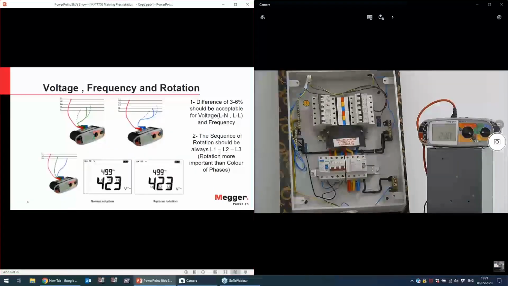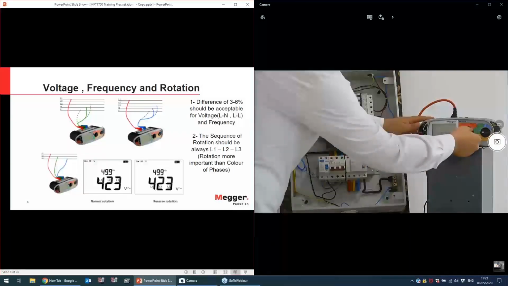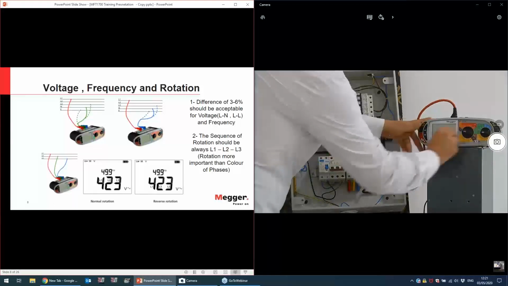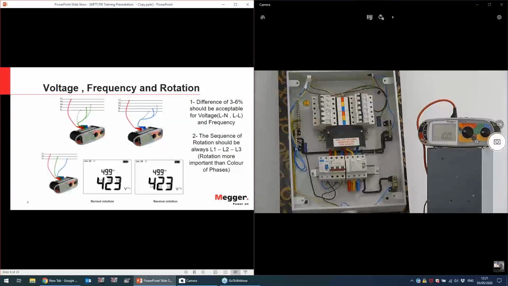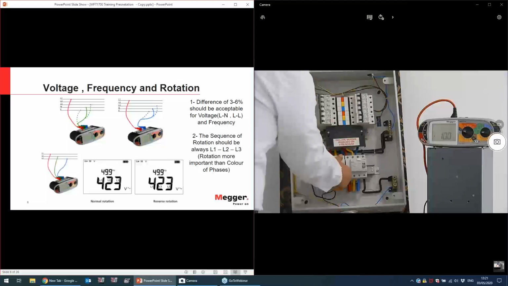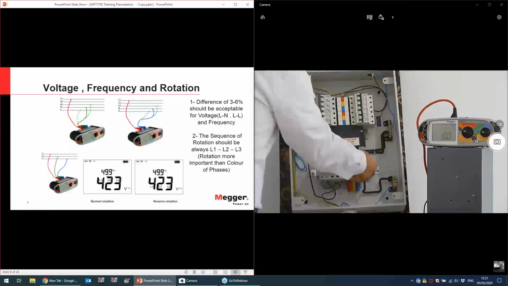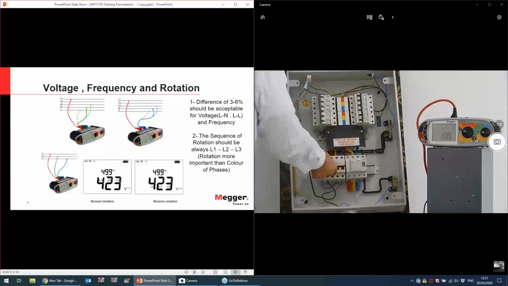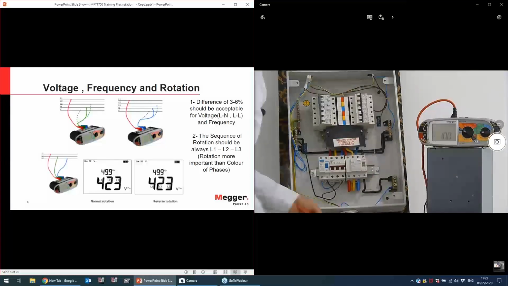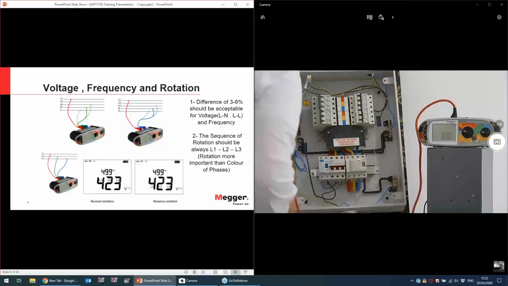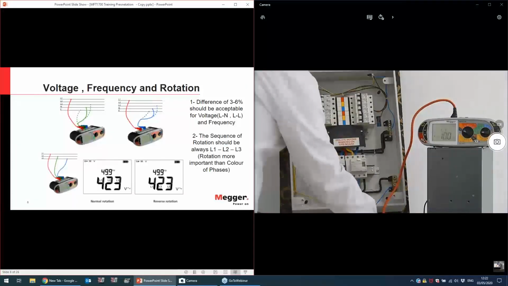The first test I want to check is the voltage and frequency. And in addition to that, we can do a phase rotation as well with this mode. So I will change my MFT to voltage frequency rotation mode. And then I will power up my circuit breaker here. I'll power up my RCDs and check the measurement for the voltage and frequency.